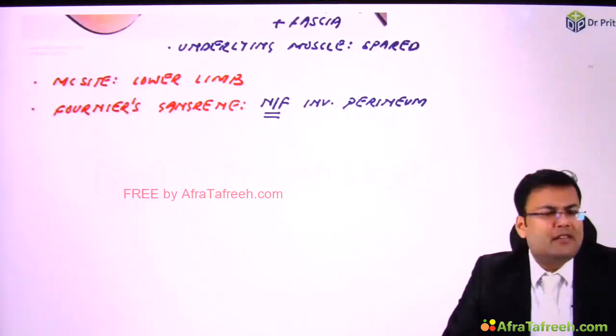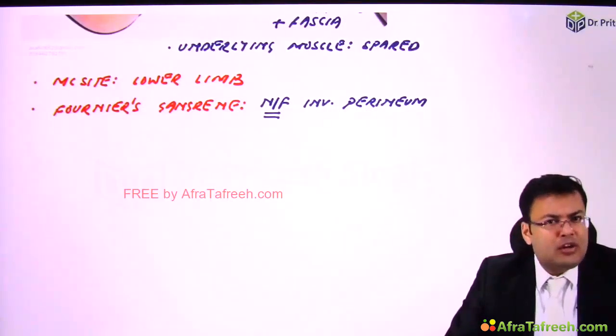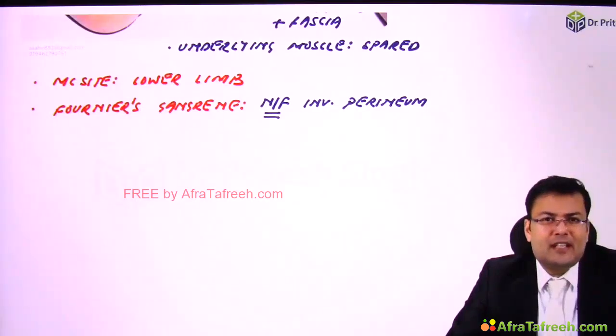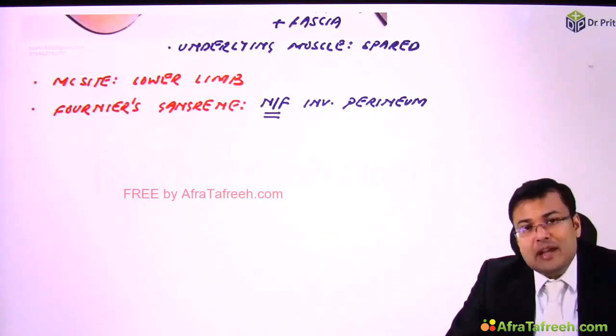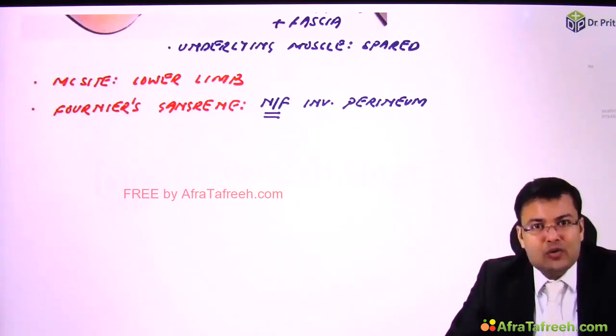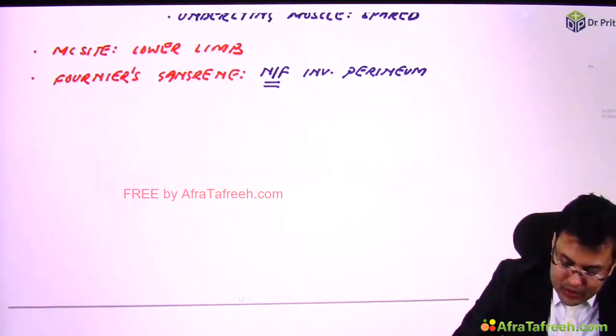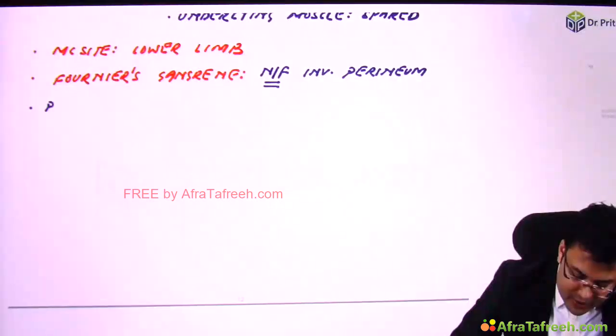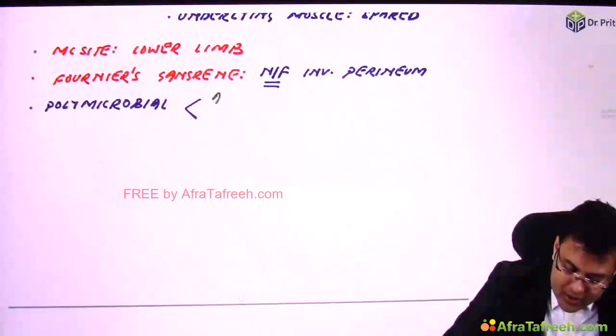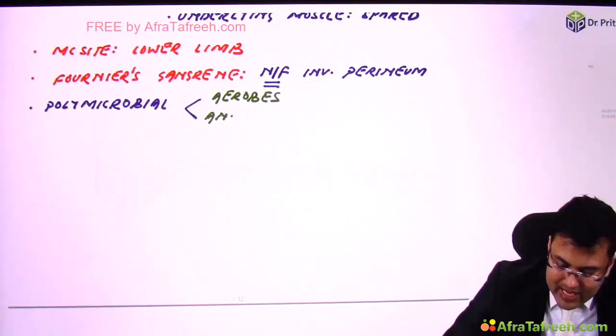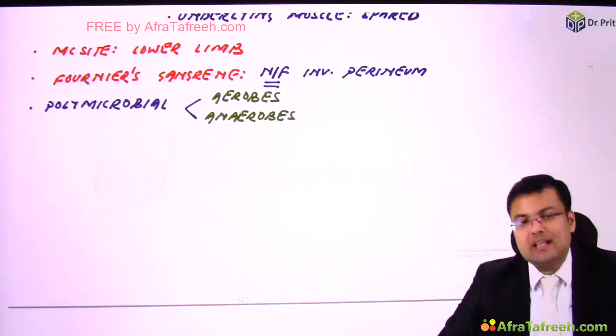One question which is frequently asked, what is the most common organism responsible for necrotizing fasciitis? Be careful, it's polymicrobial. And here both aerobes and anaerobes are responsible. So it's a polymicrobial infection, and both aerobes as well as anaerobes are responsible.